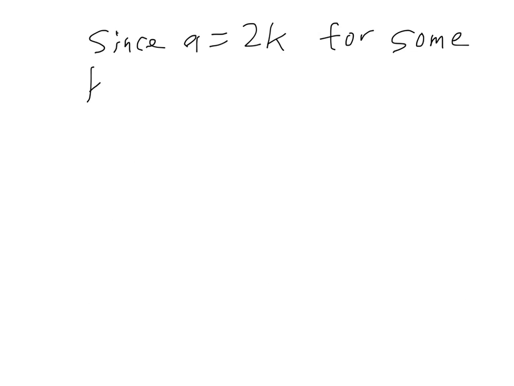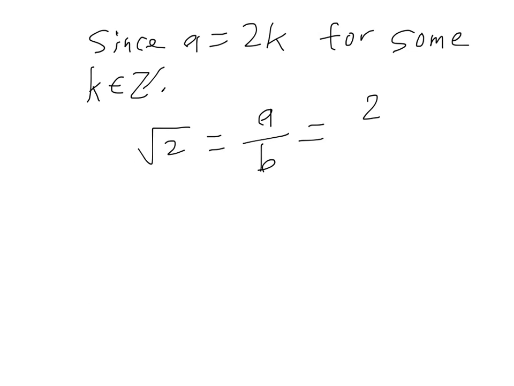since a is even, that means that it's of the form 2k for some integer k. So that means we can rewrite square root of 2 equals a over b as the square root of 2 equals 2k over b.